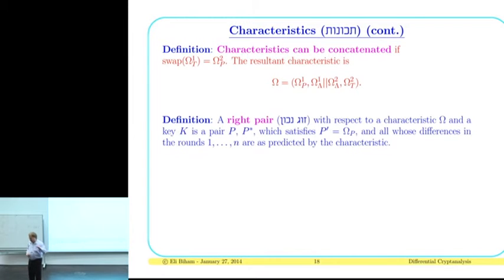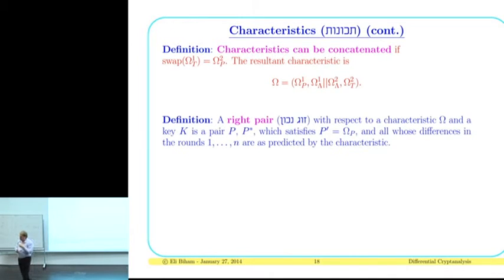When I have two characteristics, I can concatenate them. Sometimes, you remember the swap between the rounds of DES? If the swapped value of the output difference of one characteristic is the same as the non-swapped input difference of the other, I can concatenate them and get a longer one, whose probability is, of course, the product of both.